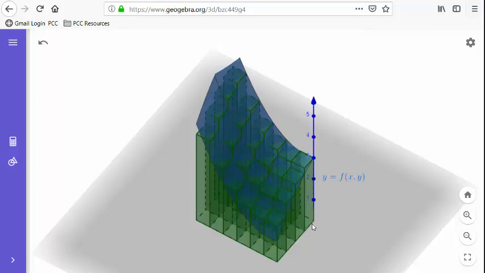And then we can take the limit as the number of rectangles goes to infinity by cutting this into smaller and smaller widths in both the x direction and the y direction.